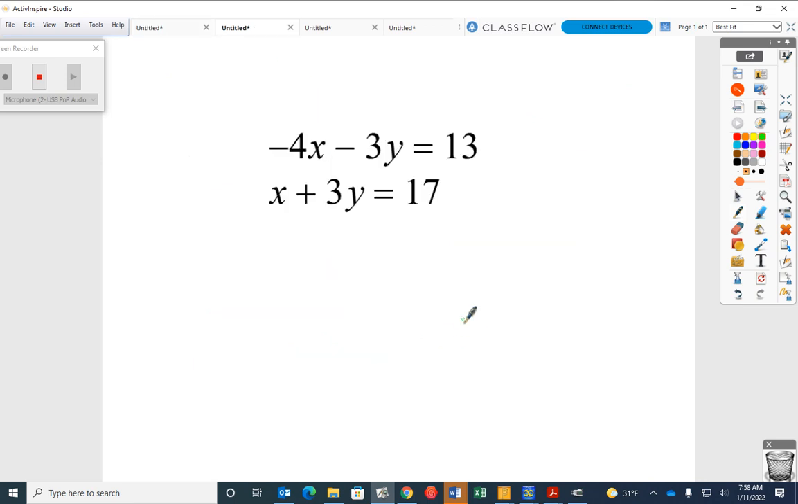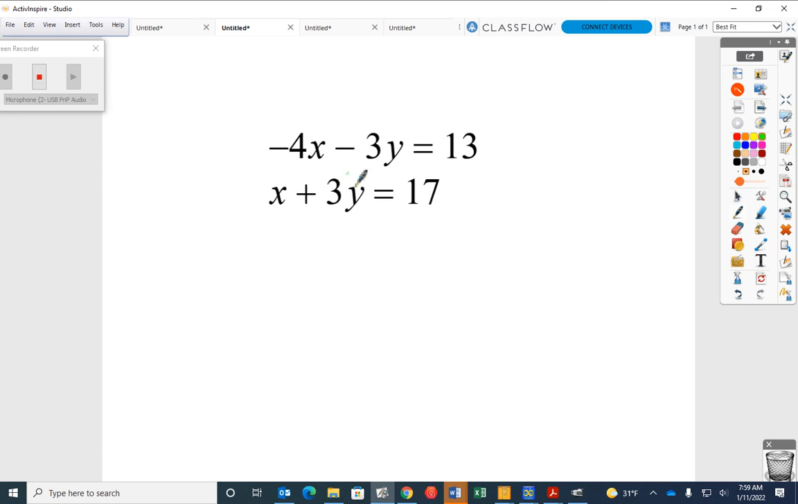First thing is, this is not in slope-intercept form, is it? If we wanted to solve this by graphing, we would have to do some serious rearranging in order to get it into slope-intercept form. This is what we call standard form of an equation: an x plus or minus a y equals a number by itself. We don't have to change anything. We're going to leave it in standard form.